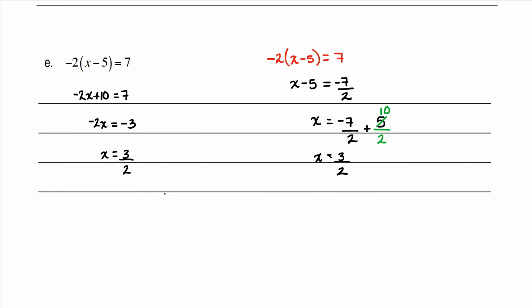Same answer, only that my calculations were easier on the left hand side. So that's what I was talking about, that you have to become more critical in the way that you're solving your questions. How are they similar, how are they different, what can I do to make my operations easier? Okay, I'll continue in the next video.